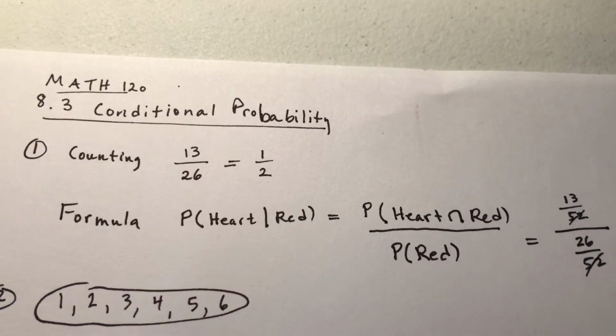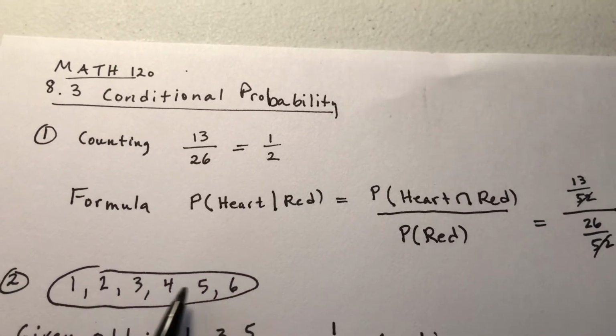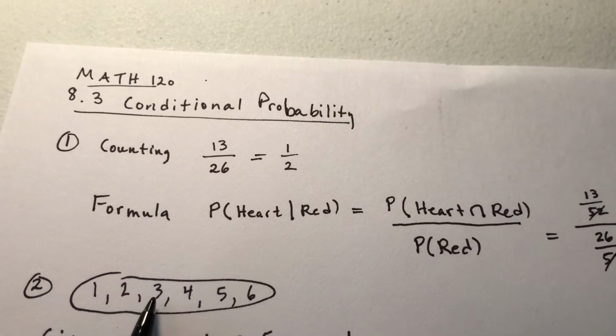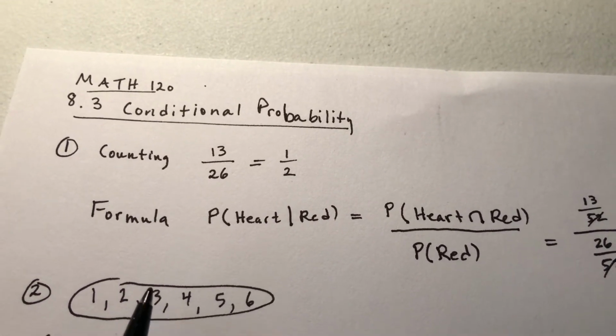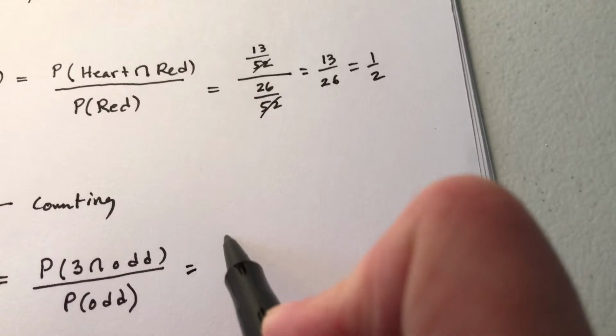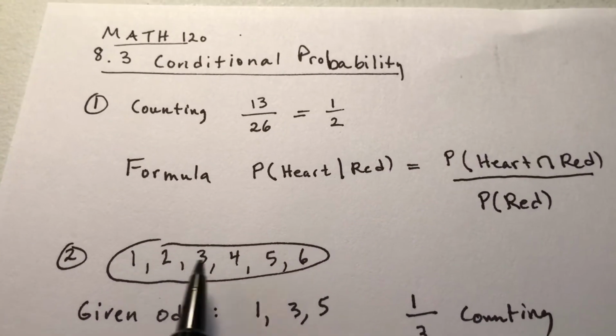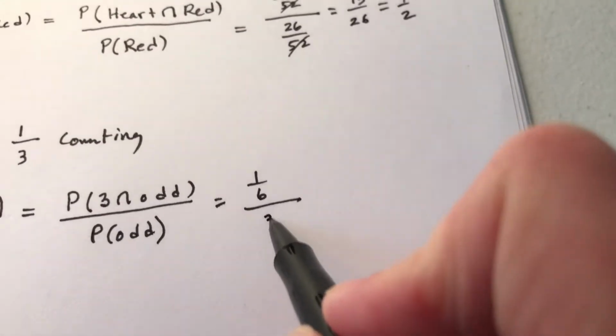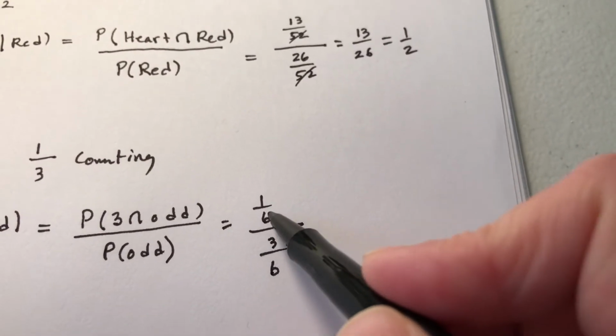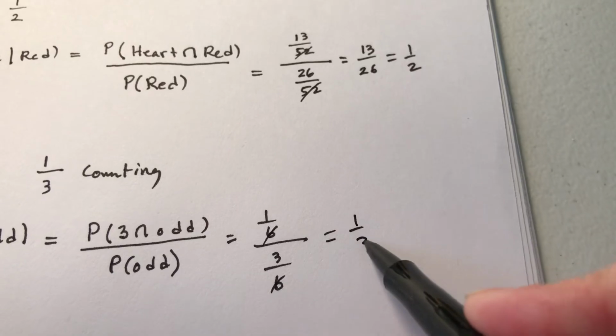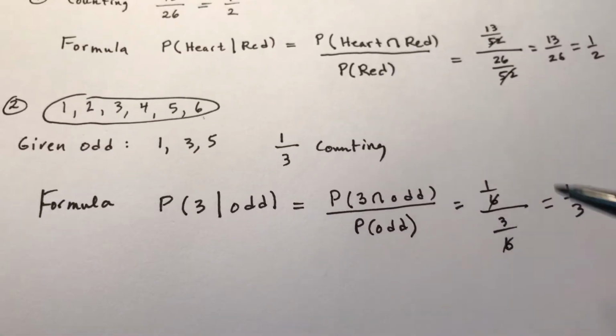So what's the probability it's 3 and odd? Well, the only 3 and odd is this one. Not 3 or, but 3 and. So 1 out of 6. So this will be 1/6 over the probability it's odd, which is 3 out of 6. Those cancel, and you get the 1/3 as discussed above.